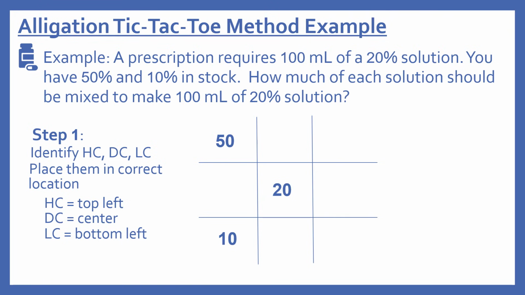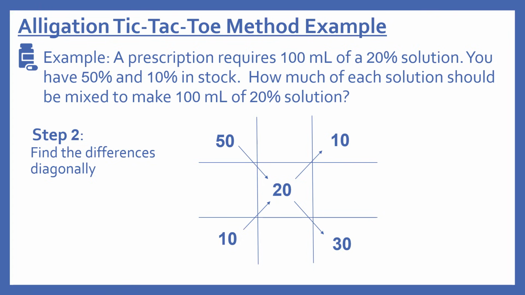So first we're going to identify our high concentration, desired concentration, and low concentration, and we'll place them in the correct location in your tic-tac-toe grid. So remember, the high concentration goes in the top left corner, the desired concentration goes in the center, and then the low concentration goes in the bottom left.